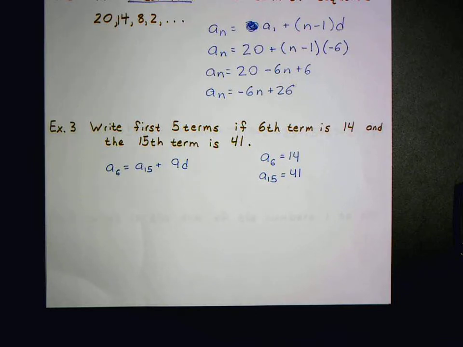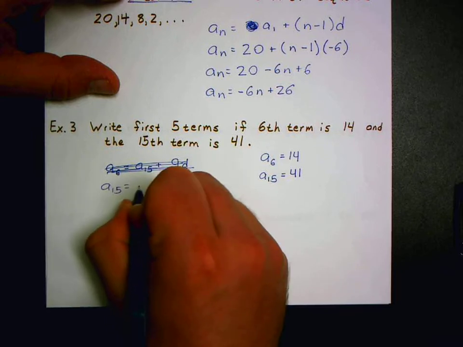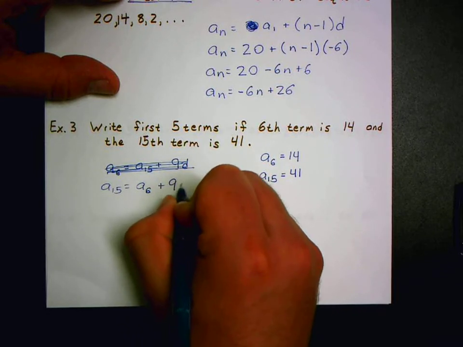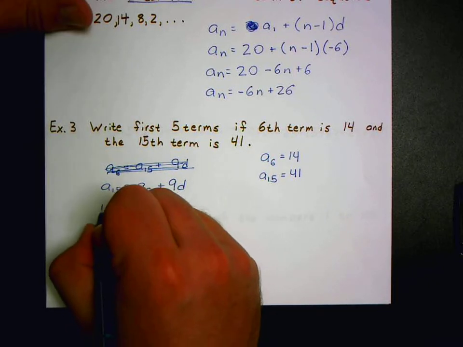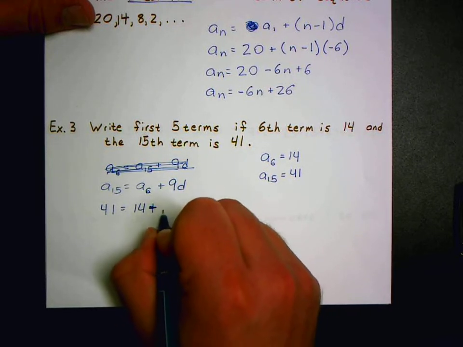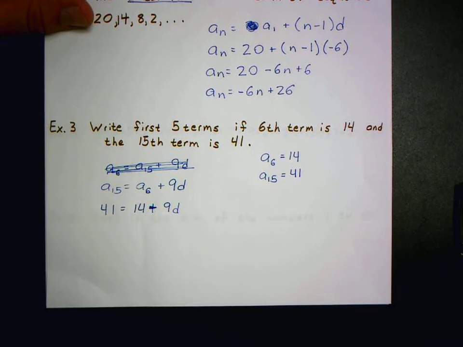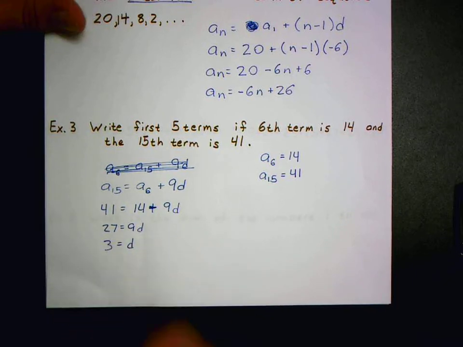Yes, sorry. There you go. That's right. Okay, so now I can calculate what D is because I know what those two terms are. This one is 41, and this one is 14. Oops, it's supposed to be a plus sign. So I can calculate what D is. So let's see, 41 minus 14, 27. So D is 3.